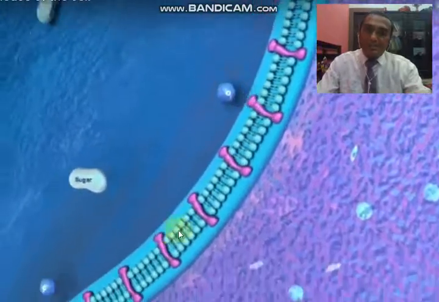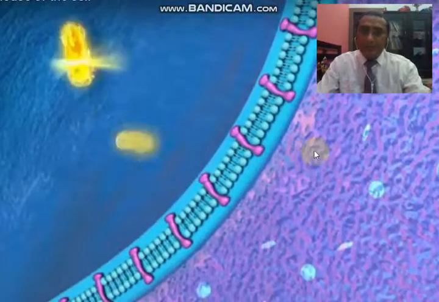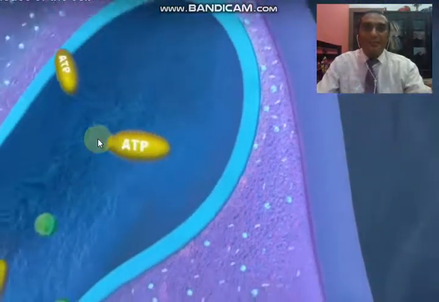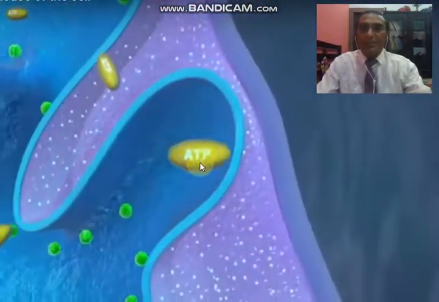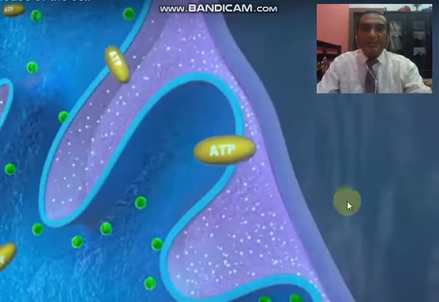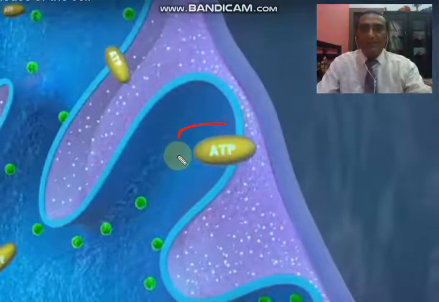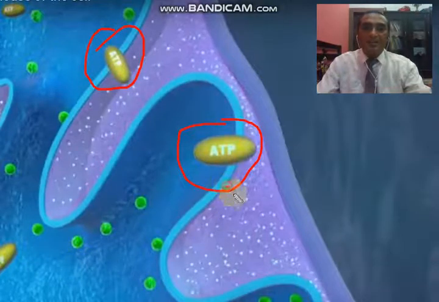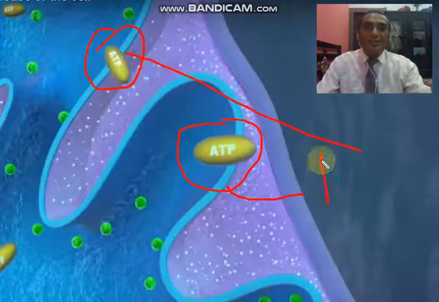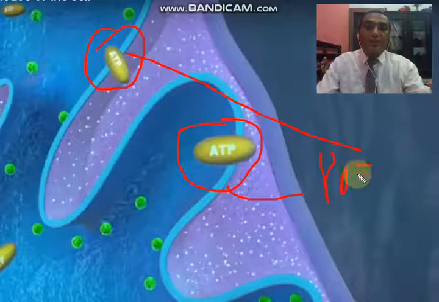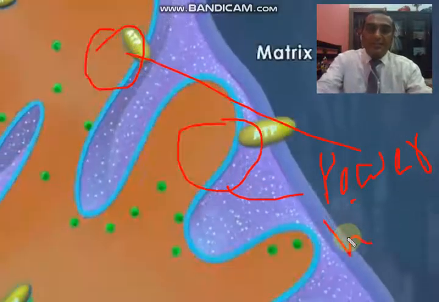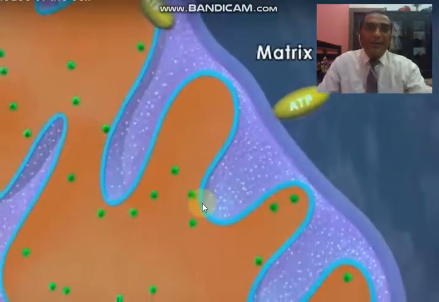You can see here, when material moves inside the cell, it is utilized in cellular respiration for the production of ATP. Here you can see the production of ATP is shown. This is ATP, you can see. On the basis of ATP production, this is known as the powerhouse. Why are we using the term powerhouse? Because this is especially for the production of ATP.